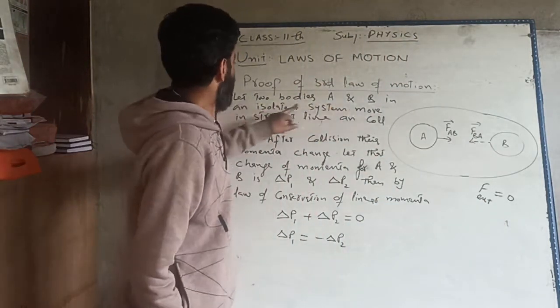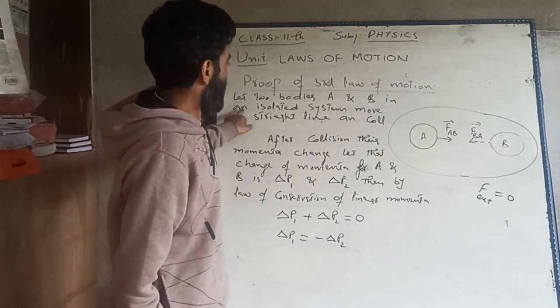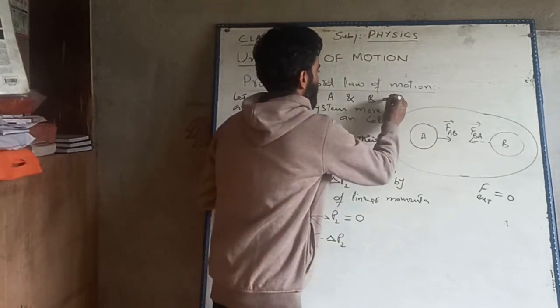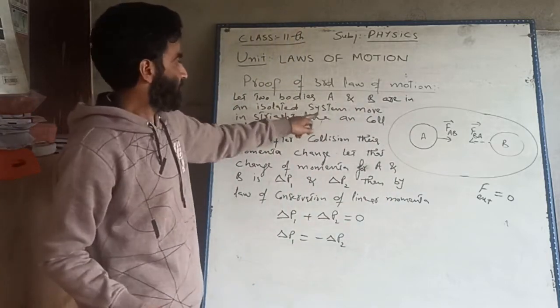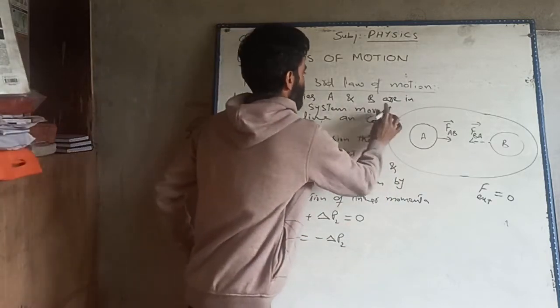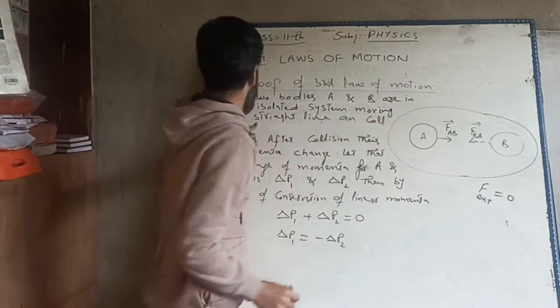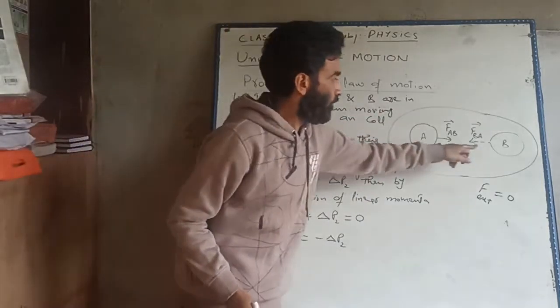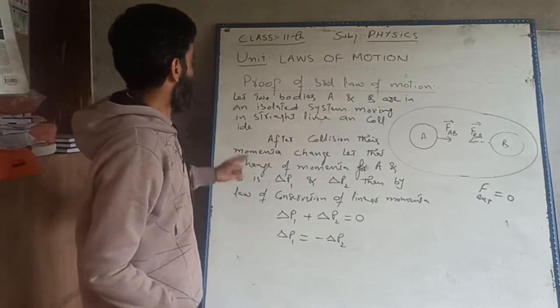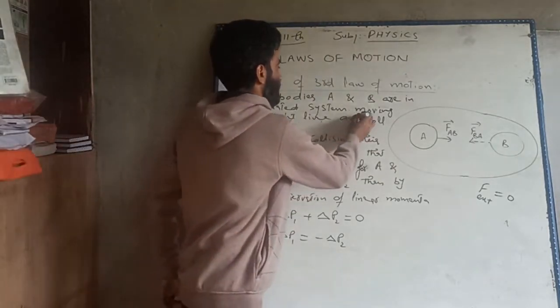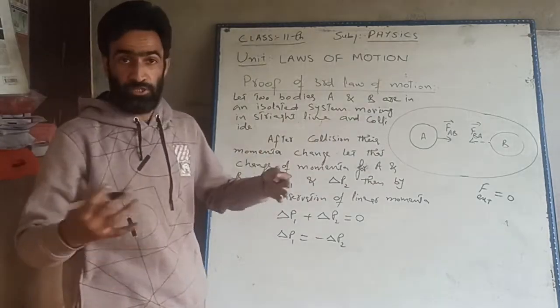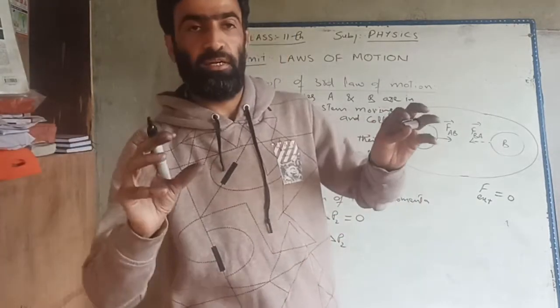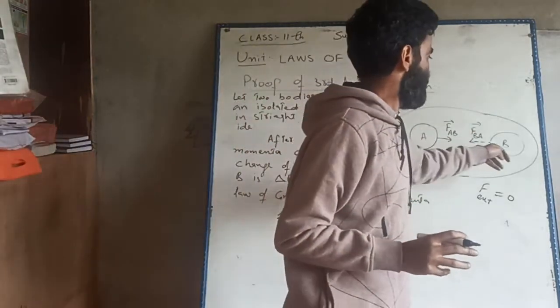Let two bodies A and B be in an isolated system, moving in a straight line. Let these two bodies move in a straight line and collide. After collision, let us have the two bodies A and B. They are moving in a straight line.